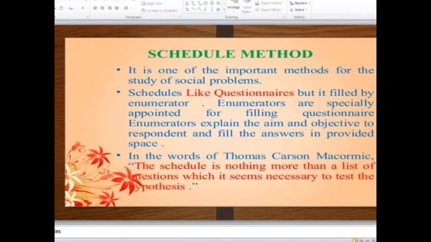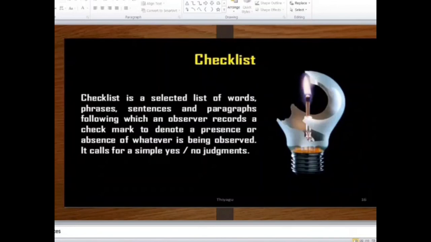And the next type is the checklist. I think you all have heard of the checklist.